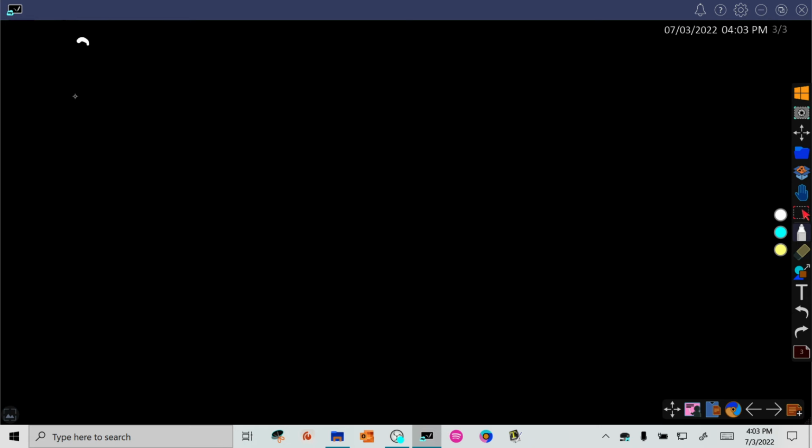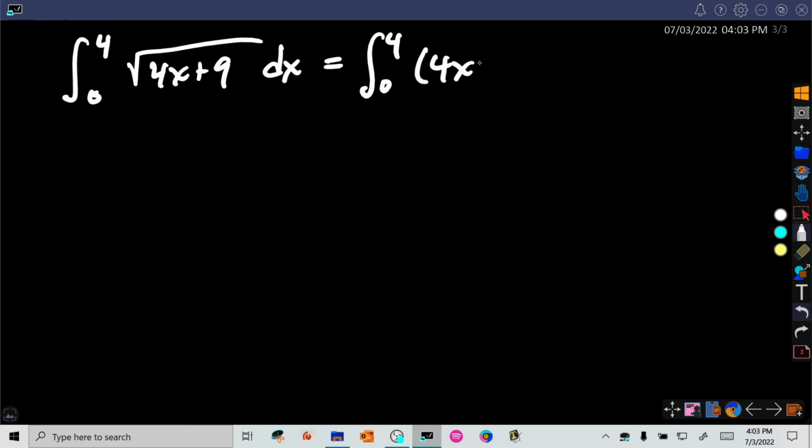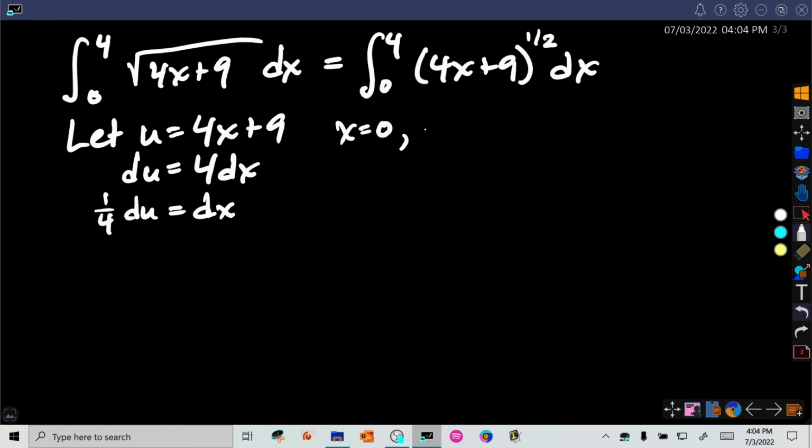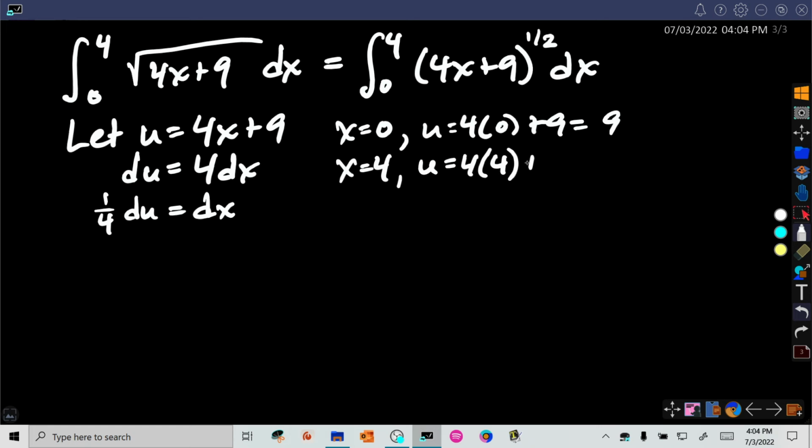So this next one, from 0 to 4, the square root of 4x plus 9 dx, which is the same thing as 0 to 4 of 4x plus 9 to the 1/2 dx. I'm going to let u equal 4x plus 9. du is equal to 4 dx, which means that 1/4 du is equal to dx. Now I've got to do my bounds. When x is equal to 0, u equals 4 times 0 plus 9, which is equal to 9. And when x is equal to 4, u is equal to 4 times 4 plus 9, which is 16 plus 9, which is 25.